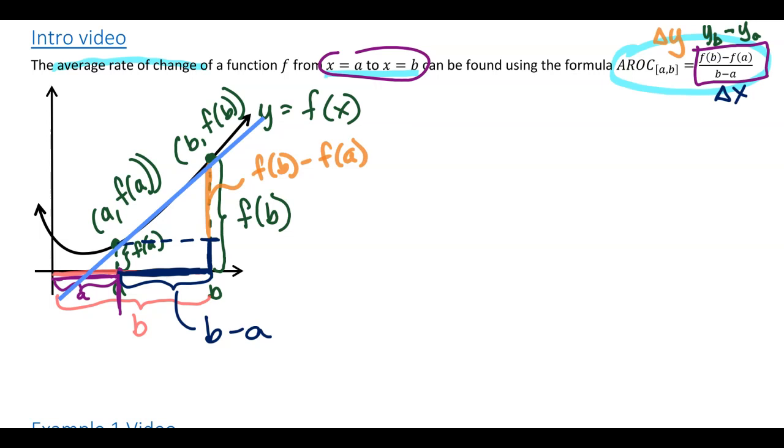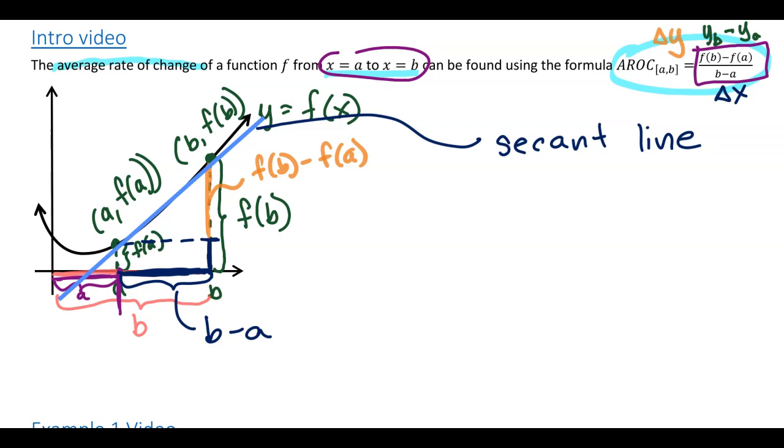This line does have a very particular name. When you take two points on a curve and connect them to make a line, that is called a secant line. So one way to visualize average rate of change is that it is the slope of the secant line.